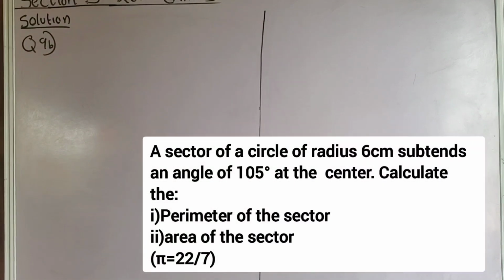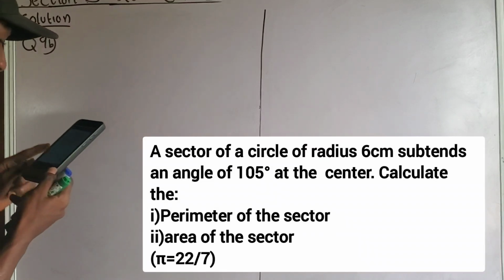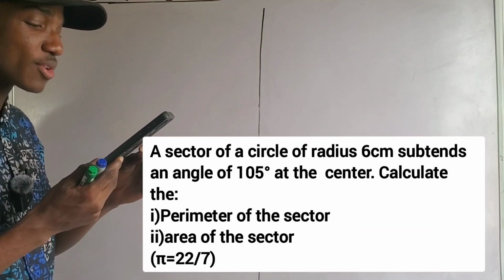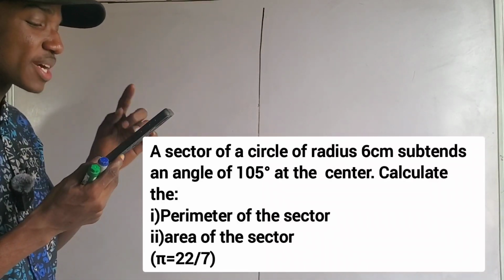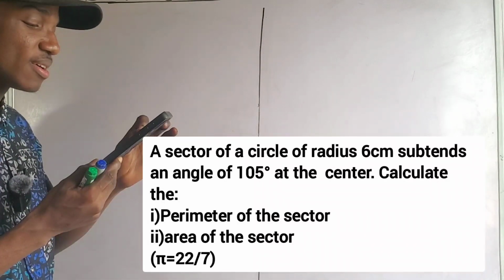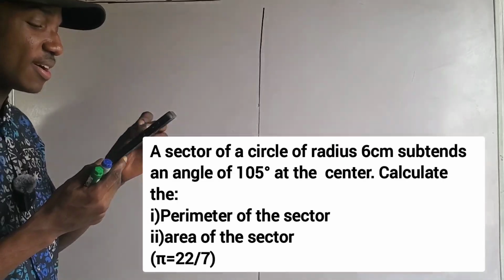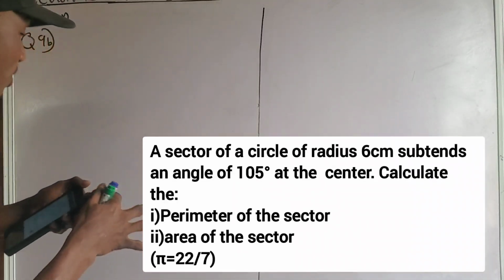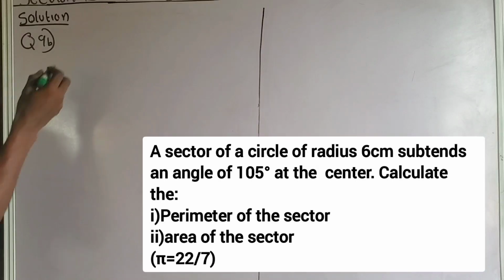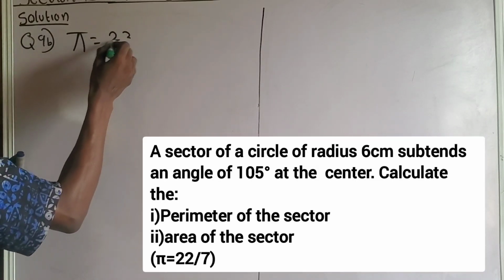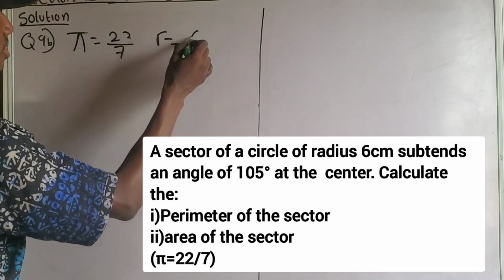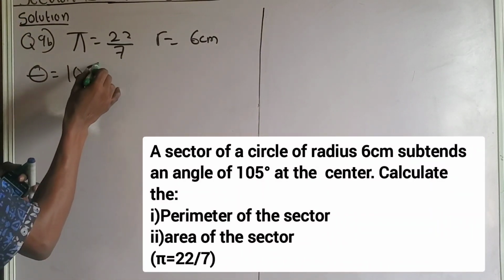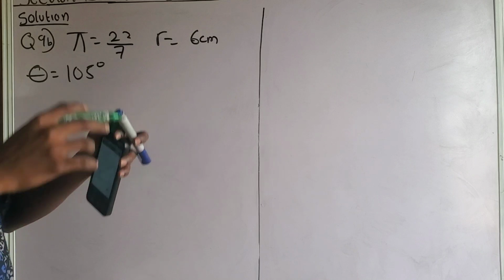Okay, question 9b. A sector of a circle of radius 6 cm subtends an angle of 105 degrees at the center. Calculate the perimeter and the area of the sector. Take pi equals 22/7. The radius is 6 centimeters, and the value of theta is 105. Theta is the angle that the sector subtends at the center.